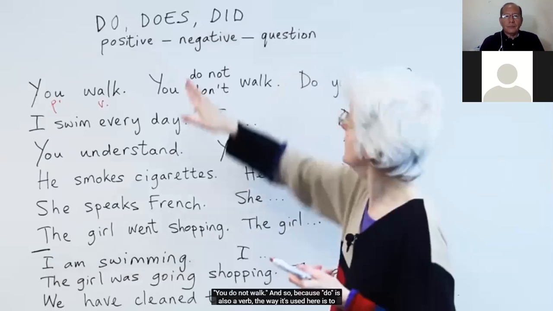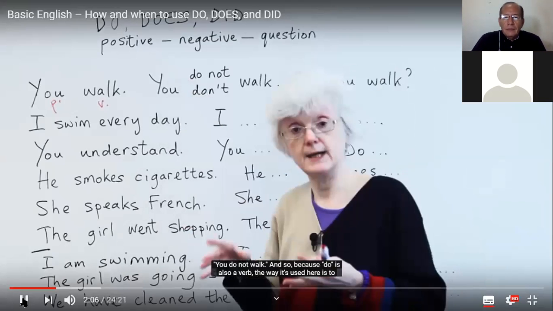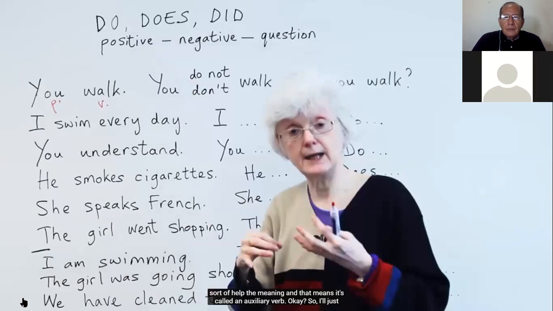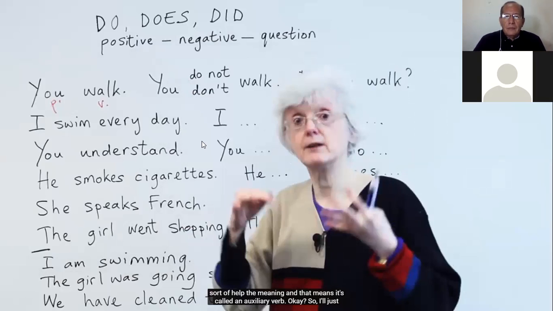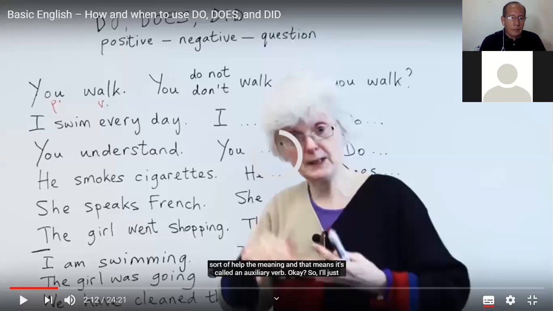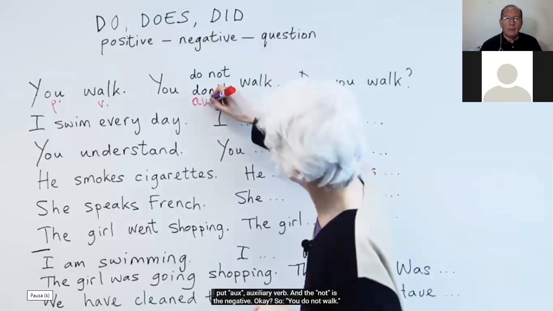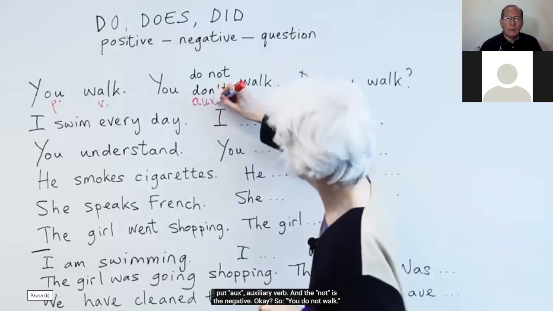Because do is also a verb, the way it's used here is to help the meaning. And that means it's called an auxiliary verb. Okay. So I'll just put AUX, auxiliary verb, and then not.